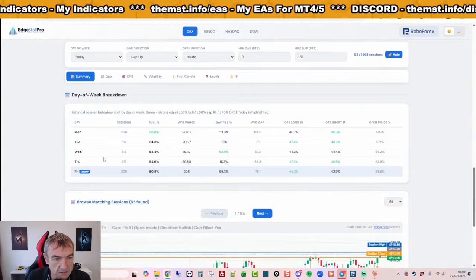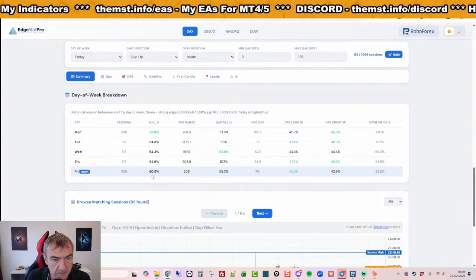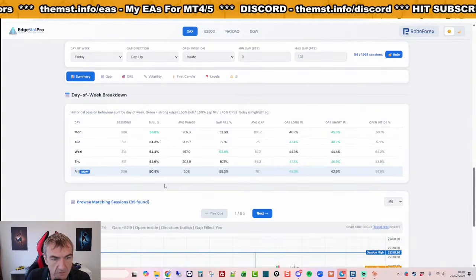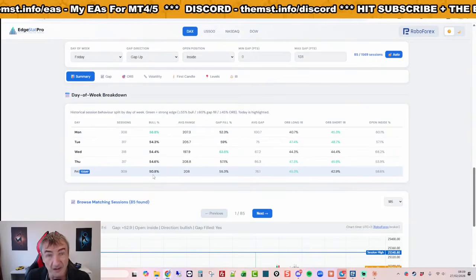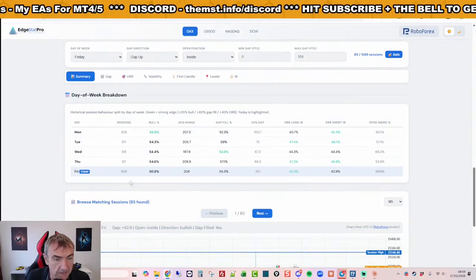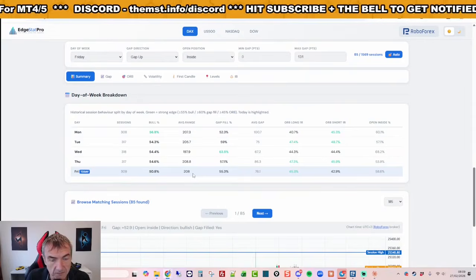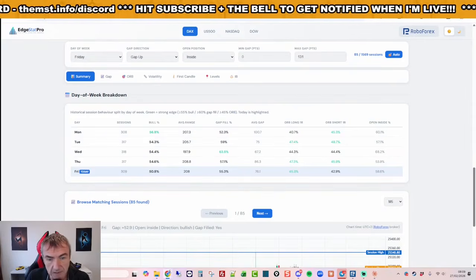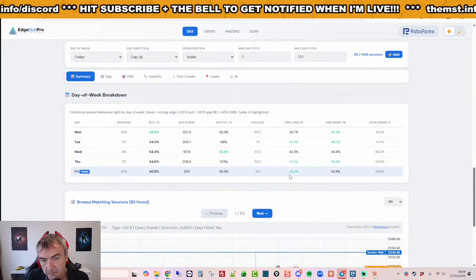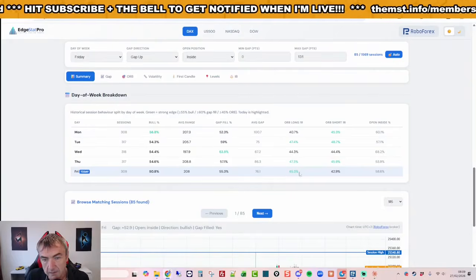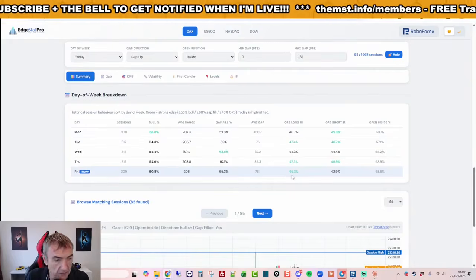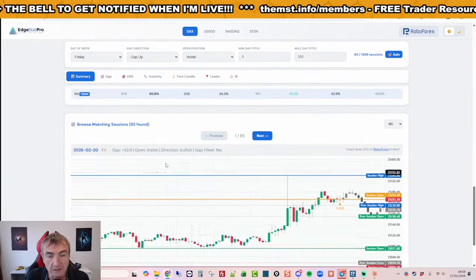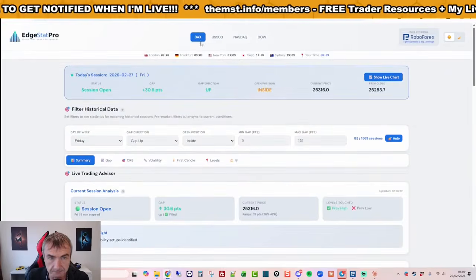So DAX today is bullish 50.8% of the time. There's no edge basically in that, is it? Average range is 208. Fills gaps 55% of the time. ORB long works 45% of the time. Interesting. So yeah, so this is basically what he's built.